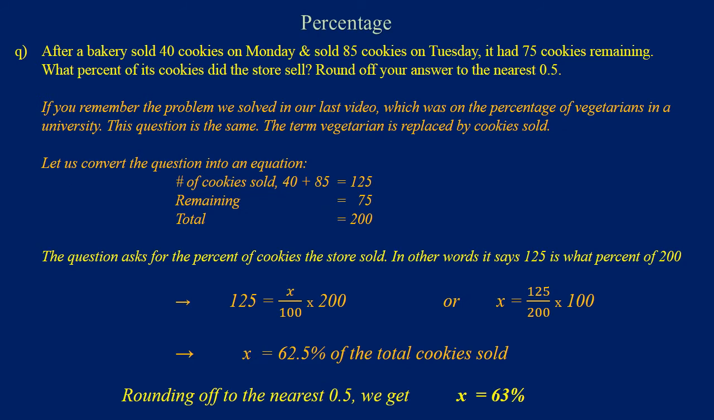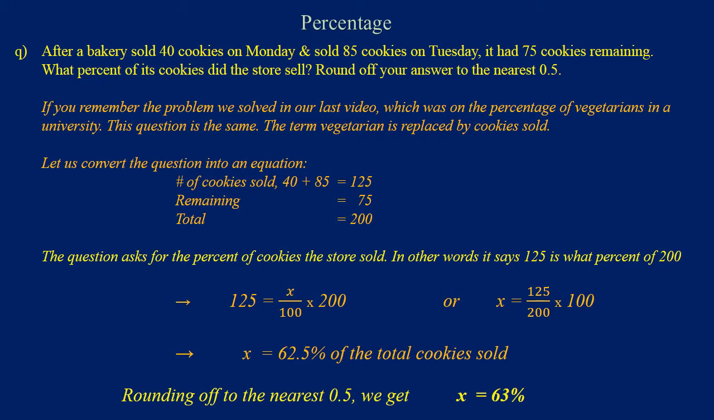This question says that after a bakery sold 40 cookies on Monday and sold 85 cookies on Tuesday, it had 75 cookies remaining. What percent of its cookies did the store sell? Round off your answer to the nearest point 5. Very, very interesting question. And if you remember the problem we solved in our last video, which was about the percentage of vegetarians in a university, this question is more or less the same. Instead of vegetarians, now we have the number of cookies sold, right?